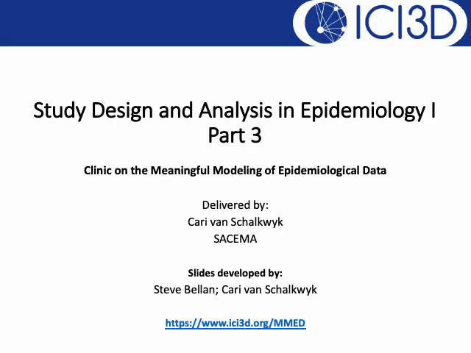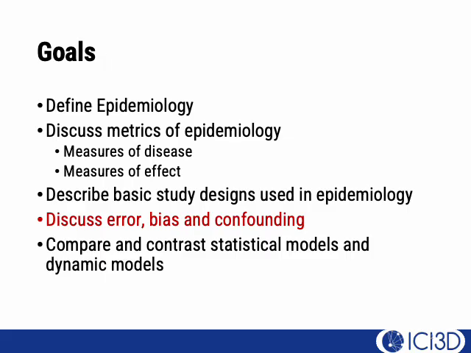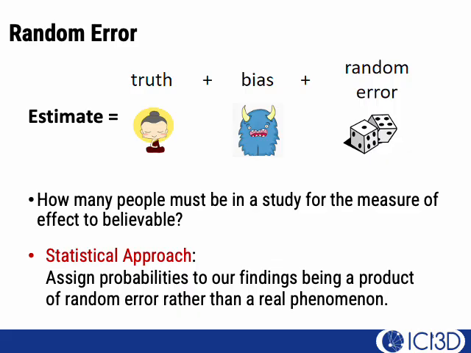This is the third short video in our lecture on study design and analysis in epidemiology. We will briefly discuss error, bias, and confounding and how to deal with those, and briefly talk about differences in statistical and dynamical models. Even perfectly designed studies may not provide you with the true number of the measure or effect you are looking for, and in most studies the true number is hidden underneath some bias and random error.